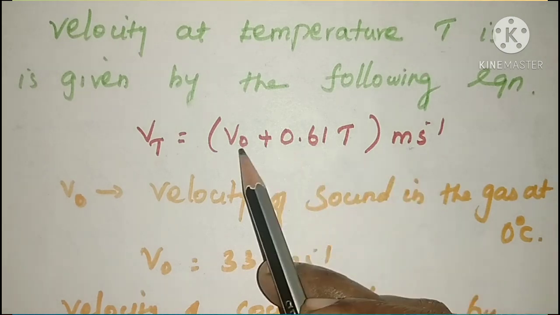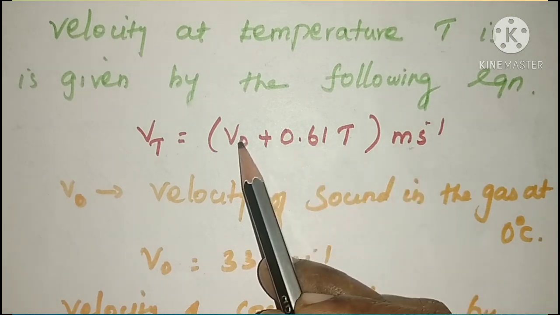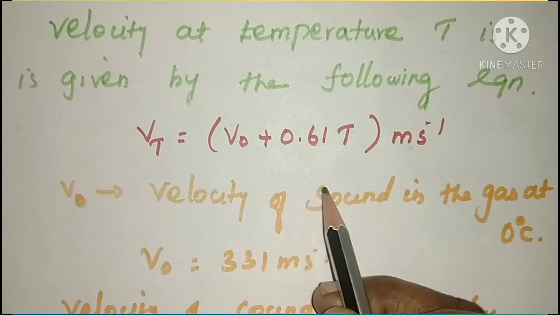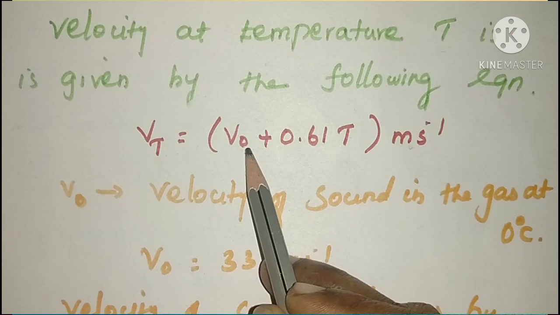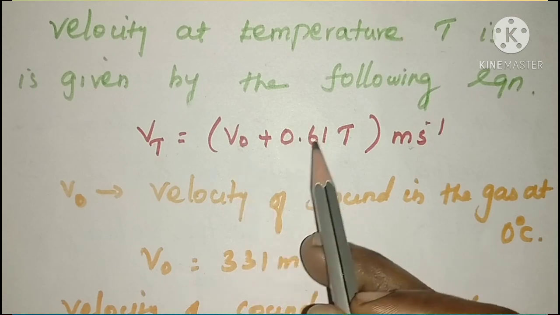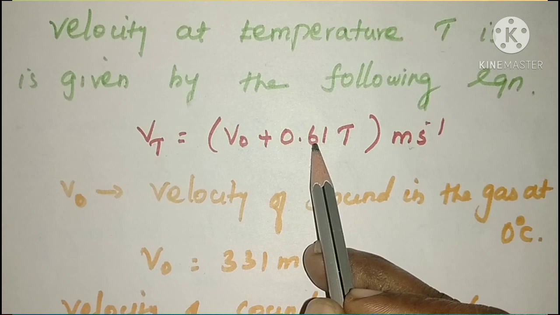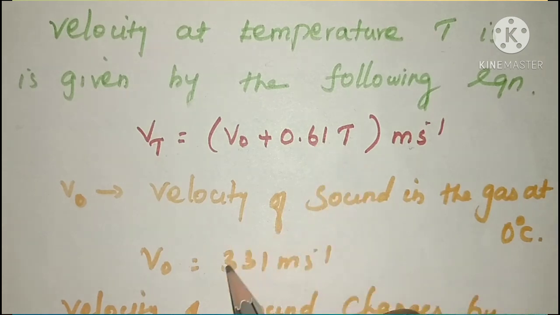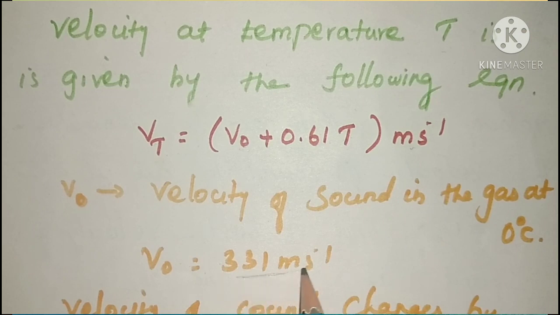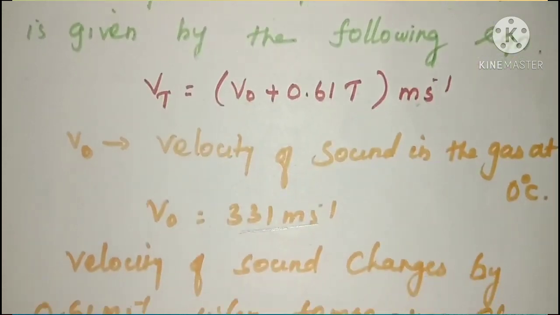At 0 degrees Celsius, let us take V0 to be the velocity of sound in the gas at 0 degrees Celsius. At 0 degrees Celsius, what is the velocity? That one we have to take, and along with that we have to add 0.61 times the particular temperature. The velocity of the sound wave at 0 degrees Celsius is a constant value. What is that? 331 m s^-1. At 0 degrees Celsius, how much speed will it travel? 331 m s^-1.